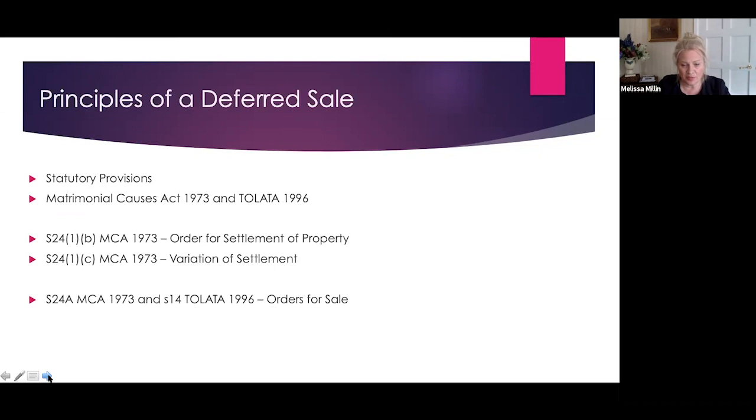So the origin of the Mesher order flows from some provisions within the Matrimonial Causes Act 1973, firstly section 24(1)(b), that's an order for settlement of property. After that it's section 24(1)(c), which is also a variation of the settlement that often applies depending on whether the property at the time the order is made is held in joint or sole names.